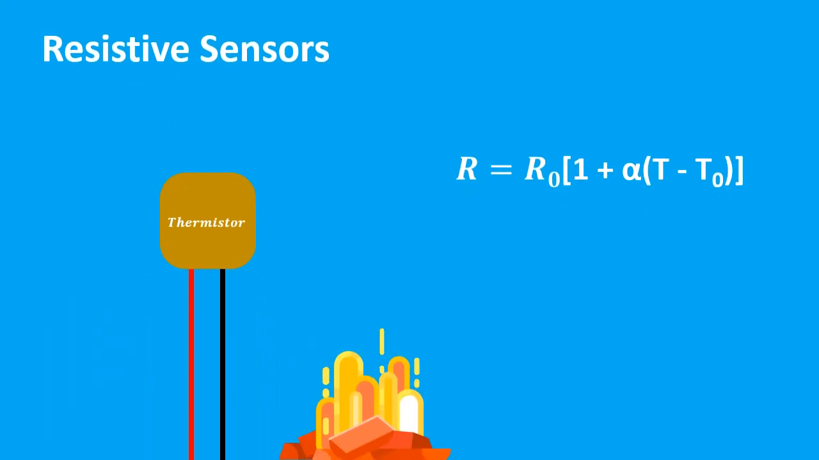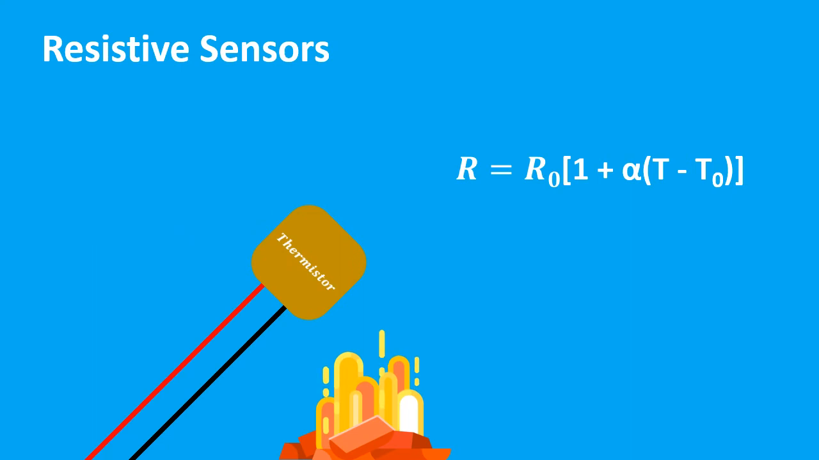So we have resistive sensors. For resistive sensors, we have the formula R, this is our final resistance, is equal to R sub 0, this is our initial resistance, times the quantity of 1 plus alpha. Alpha here is the temperature coefficient, times the quantity of the final temperature, T, minus the initial temperature, T sub 0.